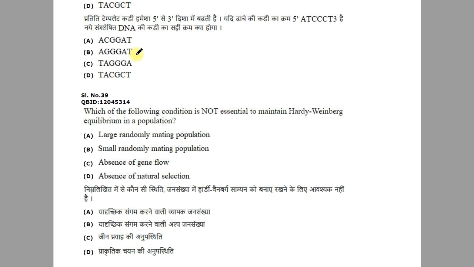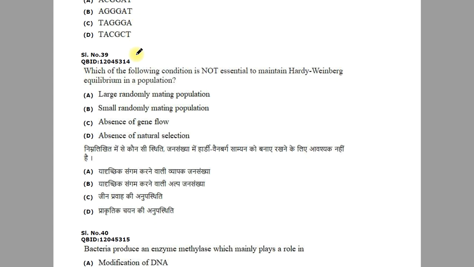Question number 39. Which of the following conditions is not essential to maintain Hardy-Weinberg equilibrium in a population? A. Large randomly mating population. B. Small randomly mating population. C. Absence of gene flow. D. Absence of natural selection.